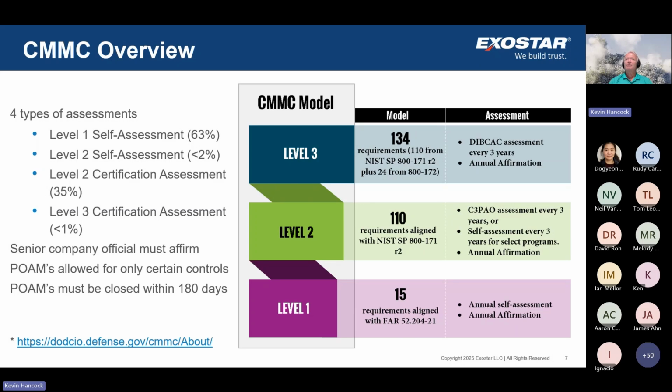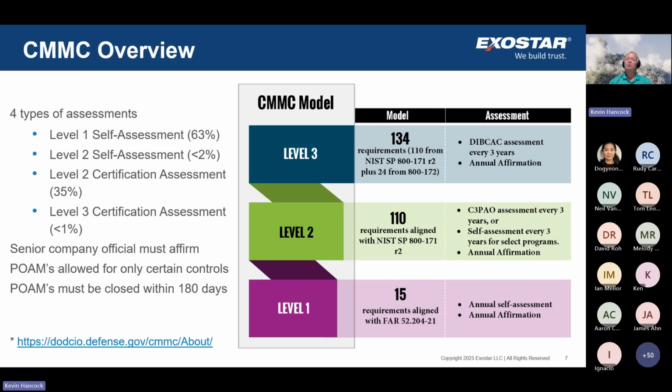The first level is the majority of the DIB, right? The defense industrial base. 63% of organizations fall under level 1. This means that you don't have any DFARS clauses. Your requirements are aligned with federal acquisition regulations. In those cases, there are 15 requirements you have around cybersecurity and physical security of information. This requires an annual self-assessment and an annual affirmation that you have those requirements in place.